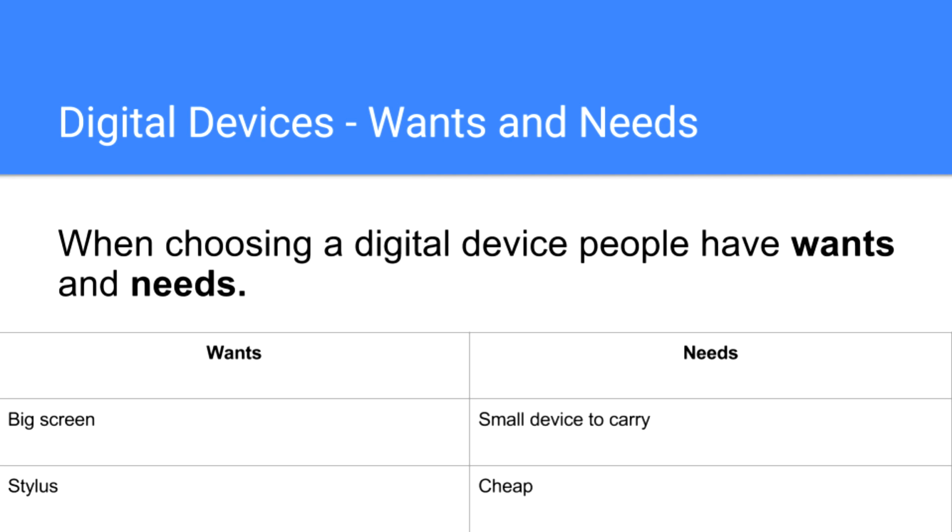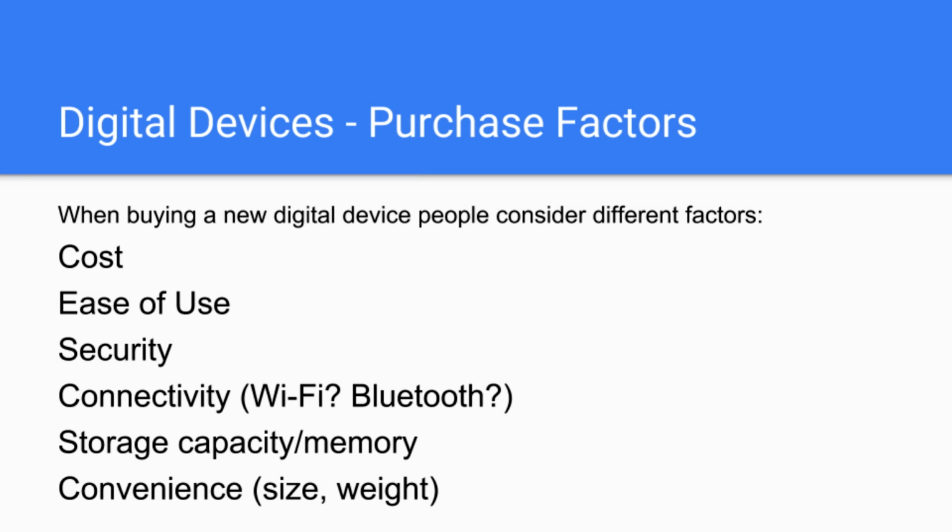When choosing a digital device, the person purchasing the device will have needs, features that the device must have, and wants, features that would be nice but aren't essential. Here's an example for someone who is looking to buy a tablet. There are different factors to consider when you are purchasing a new digital device. For example, cost, convenience, size and weight, and storage.